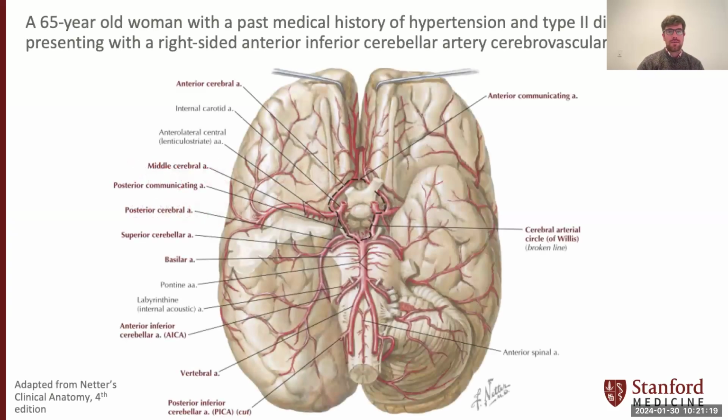So this is a good example of what we call a one-liner. One-liners are things that you say to try and get a sense of what's going on with a patient relatively quickly. And you can see that this is a very, very dense one-liner, right? This is a 65-year-old woman with a past medical history of hypertension and type 2 diabetes mellitus, presenting with a right-sided anterior inferior cerebellar artery cerebrovascular accident. That's a mouthful. If you show that to me on a piece of paper, it would take me a long time to read it and understand what's going on. And it's easy to misinterpret, because if you misread even a single part of this, like the anterior inferior, that totally changes your differential and what's going on.